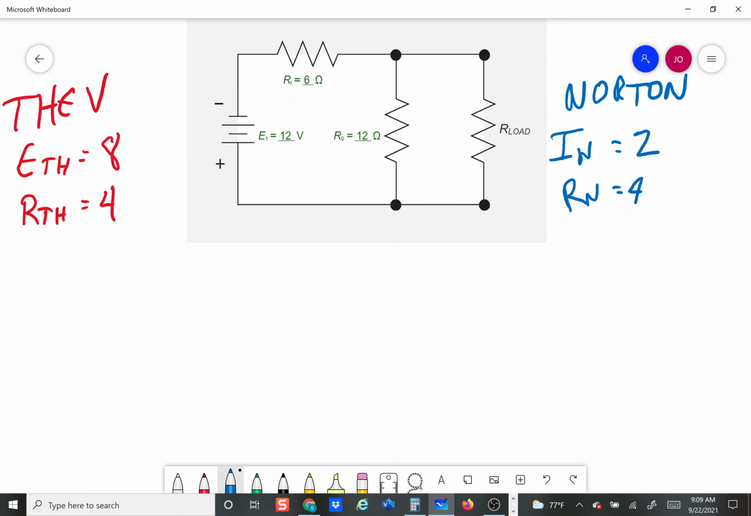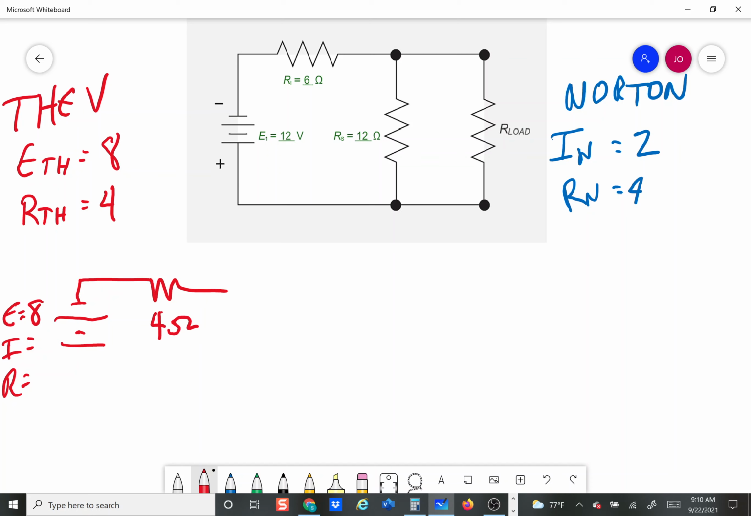So now that we have these values, I've got my Thevenin voltage of 8 volts and my Thevenin resistance of 4 ohms. Basically what's going to happen is I'm going to have my voltage source here, and that voltage source is going to be 8 volts. And this is going to be my Thevenin resistor, and this value is always going to be 4 ohms.